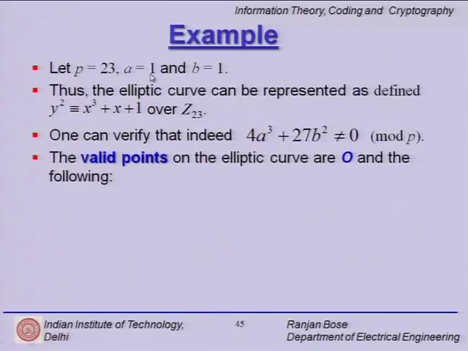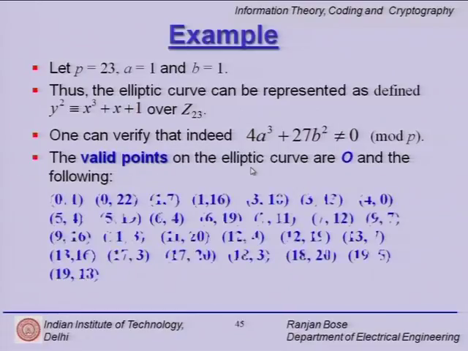So, let us say a is equal to 1, b is equal to 1. So, we have this elliptic curve y squared is equal to x cubed plus x plus 1. And you can verify that 4a cubed plus 27b squared is not equal to 0 modulo p. What is p? p in this case is 23. Remember, we had this Z with 0, 1, 2, 3 up to an odd prime number p. So, what are the valid points? You can plug in, do trial and error, and you can find the set of all valid points on this curve, and they are listed below.